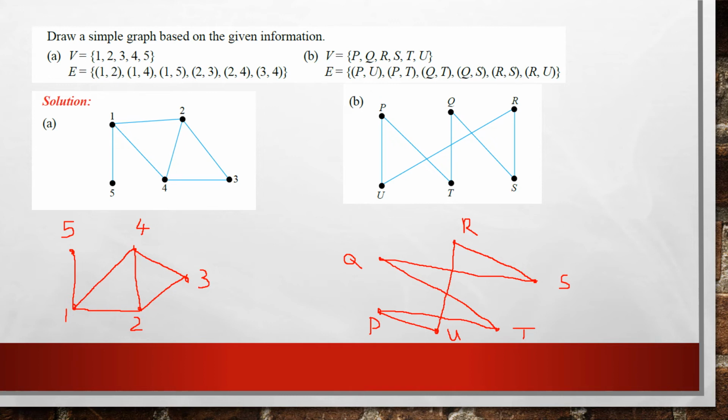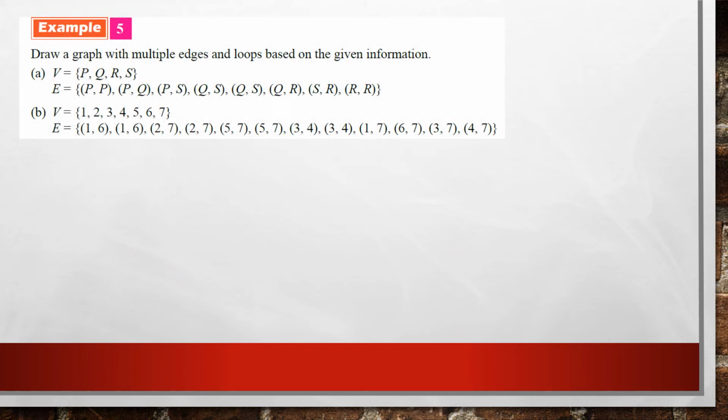Next, we look at the next example, example 5. Draw a graph with multiple edges and loops based on the given information. So for part A, you have 4 vertices, that is P, Q, R, S. So please follow. The condition must be followed. The diagram can differ, but you must follow the condition given. So you must have 4 vertices here, P, Q, R, S.